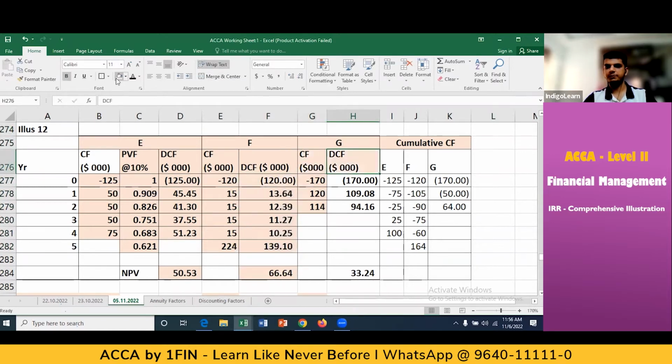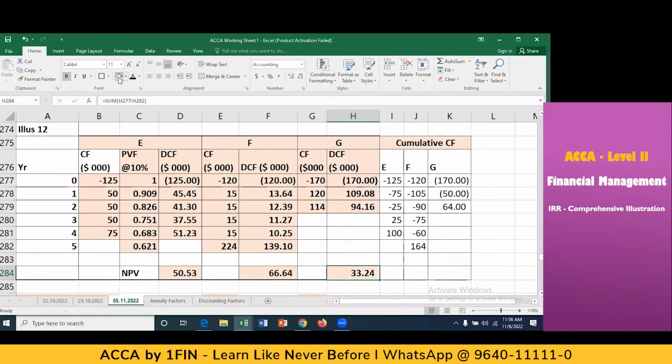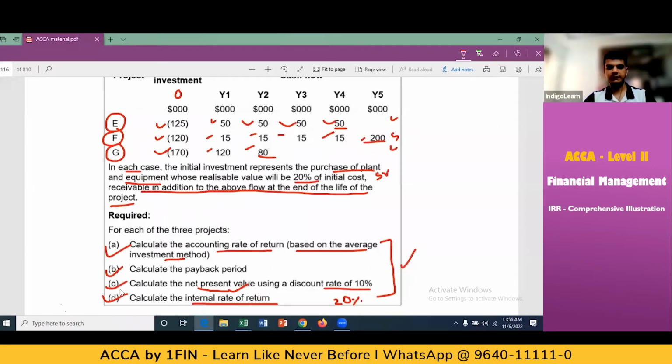Similarly, if we go for project G, multiplying with the present value factor the cash flows of year 1, year 2 and year 3 and sum totaling it, it comes to 33.24. Clear till now, Niti? Yes, sir. Okay. So we have completed the first thing, that is NPV, we are very much clear and we have calculated.